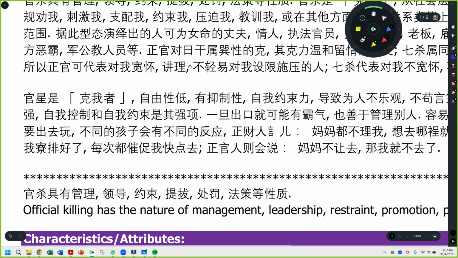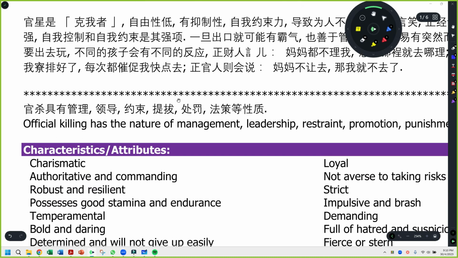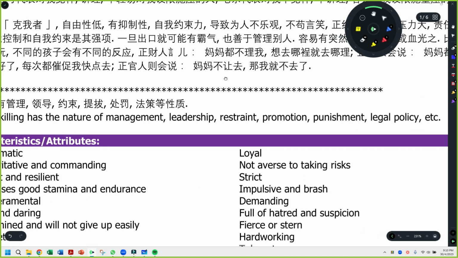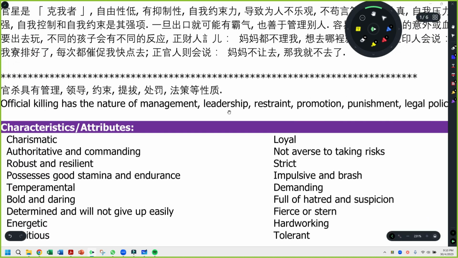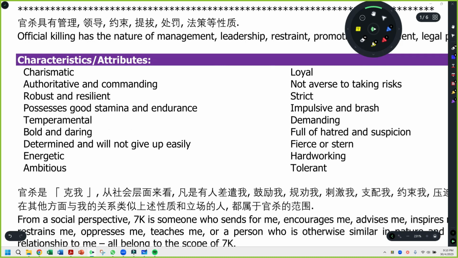Okay, now let's move along to what would be the key literature for seven killing. Seven killing or official killing, Quan or Sha, essentially speaks of the characteristics of management, leadership, restraint, promotion, punishment, sense of justice, control, discipline. And the key characteristics of seven killing is that it is primarily charismatic, authoritative, energetic, ambitious. On the other side, it could also be very impulsive, brash, and it can also be very fierce.